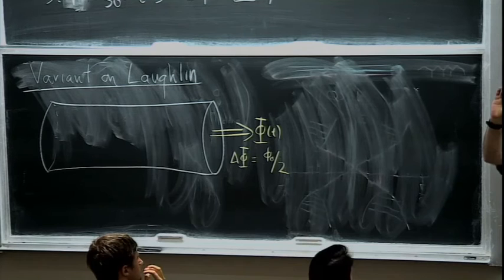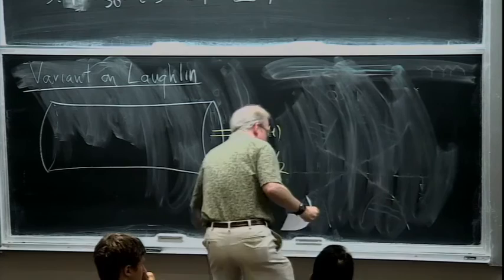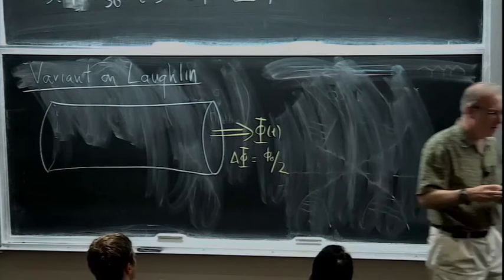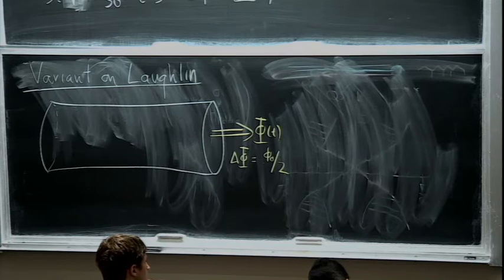so let's think about what's going to happen. So if I thread this half of a flux quantum, let's think about what happens in the simple case where it's really just two copies of the Haldane model, just two quantum Hall effects for up spins and down spins. Okay, so then it's just like Laughlin's argument.